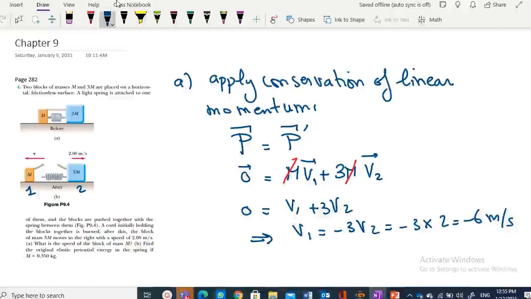For part B, it says find the original elastic energy in the spring if m equals 0.35 kilogram. This type of explosion somehow has a conservation of mechanical energy.